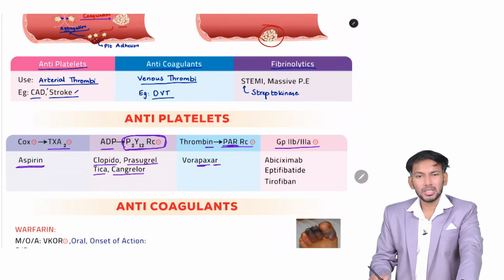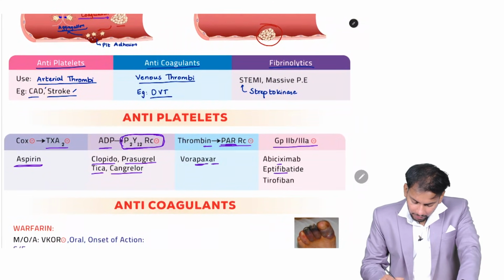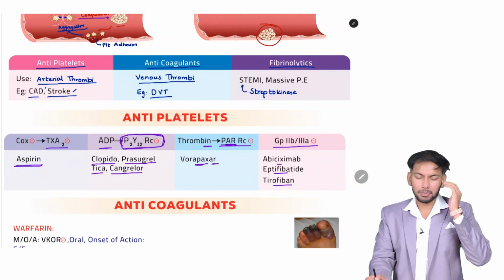GP2B3A blockers. These are abciximab, eptifibatide, and tirofiban. Yes, at least remember abciximab.